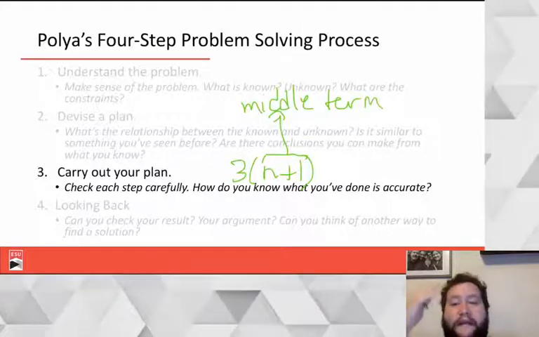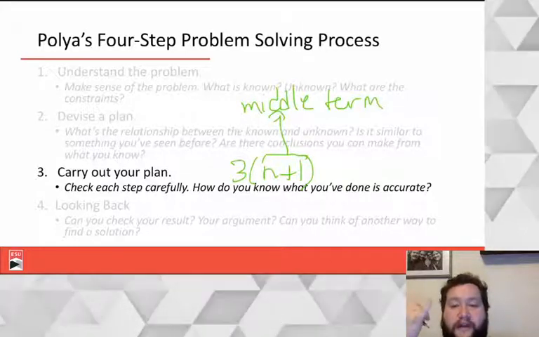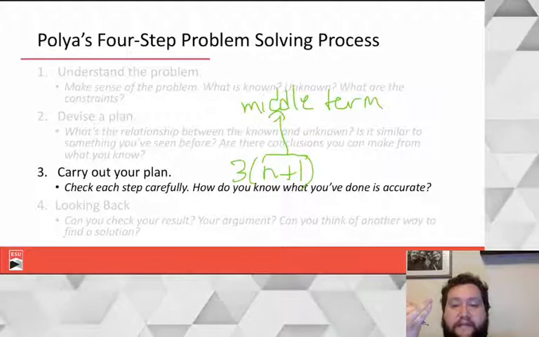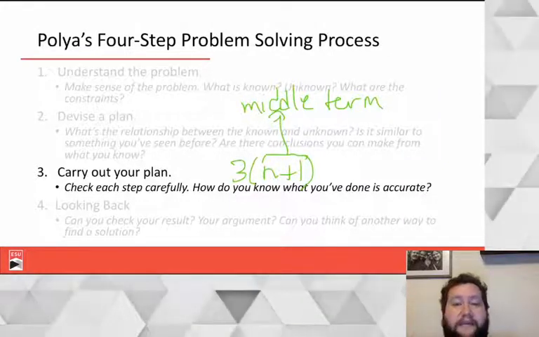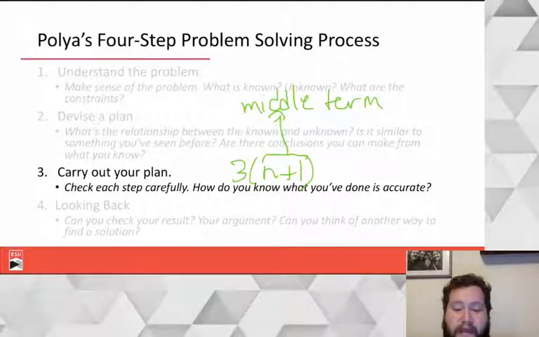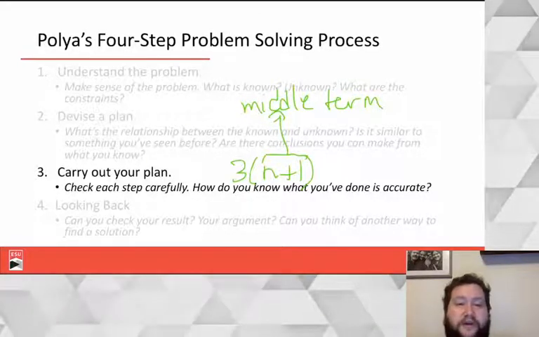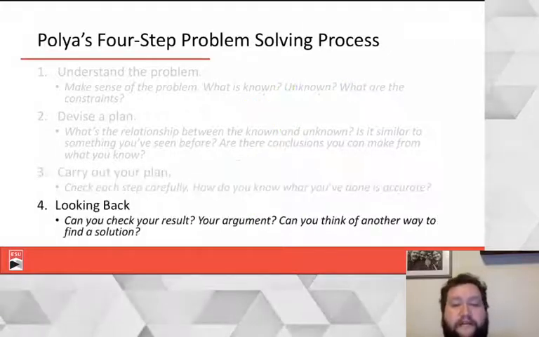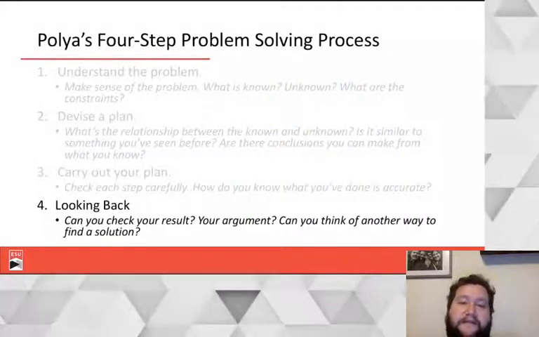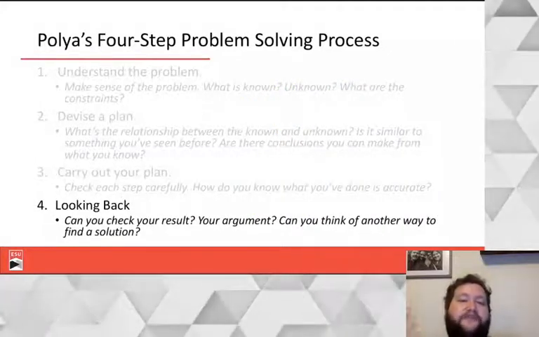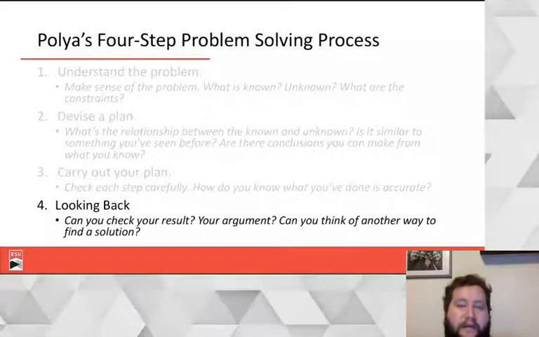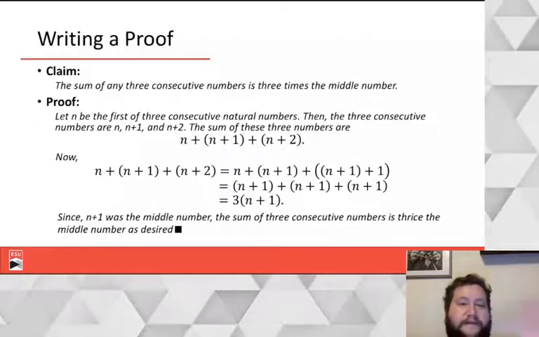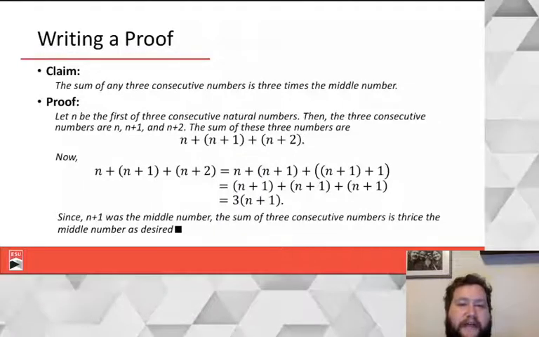Because all we had done in those steps was to find our numbers, take their sum, and combine like terms, we didn't make any mistakes. And that was exactly what we wanted to show. And so we were able to look back at the answer, but then it says, can you think of another way to find a solution? So here's a pretty typed version of that proof we just did.